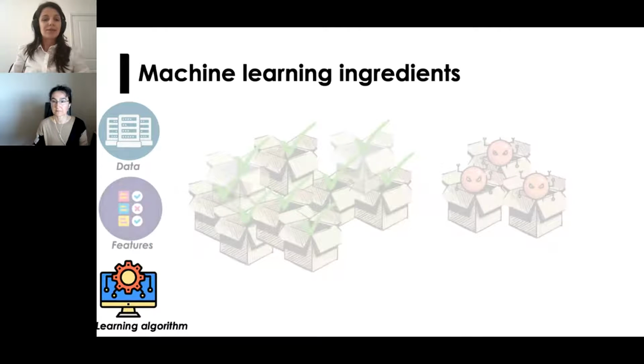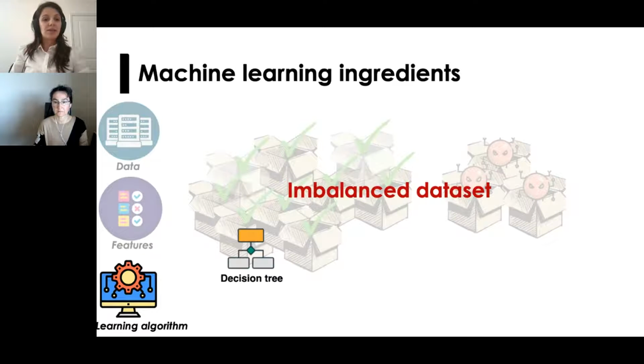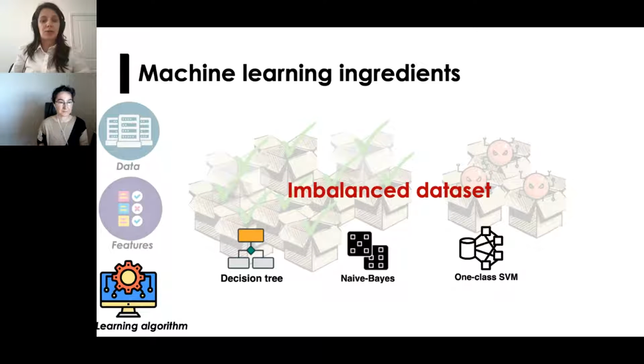So the imbalanced data set that I mentioned earlier conditioned the choice of our learning algorithm. We ended up using decision trees, naive Bayes, and one-class SVM algorithms, all of which have been used in the past in scenarios with imbalanced data sets and have been shown to be successful. So using these machine learning ingredients and also further processing mechanisms, we built our complete approach, full details of which you can find both in our paper and the longer presentation.